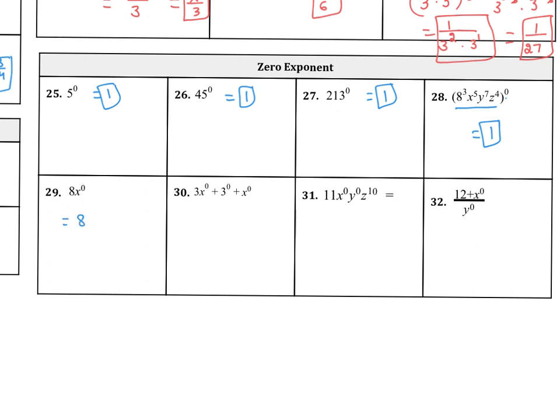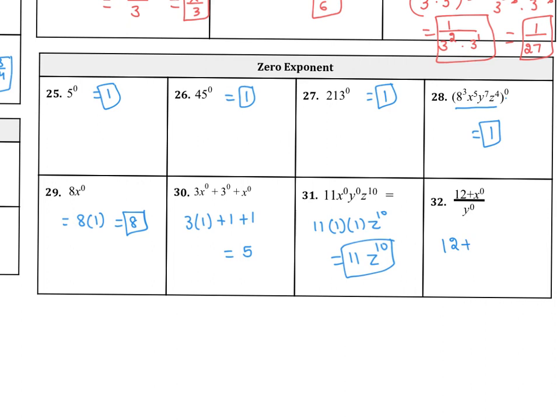8 as it is, and the power of x is 0, so you're going to get 8 times 1, so that's 8. 3 as it is, x to the power 0 is 1, plus 1 plus 1, that's going to be 3 plus 1 plus 1 is 5. 11 times 1 times 1, z to the power 10, so the answer is 11 z to the power 10. 12 plus 1 divided by 1, and that's 13.